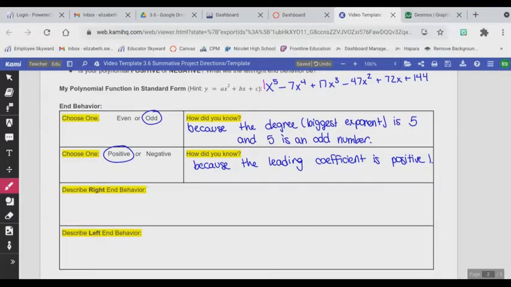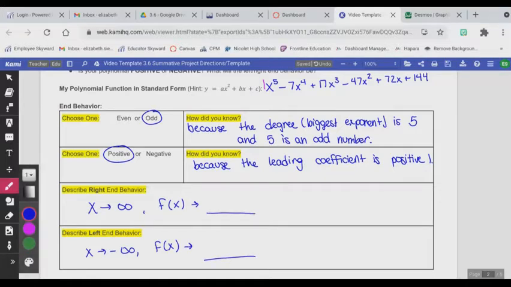Remember, end behavior always started with what I call sentence starters. So describe the right end behavior. It's saying as x goes to positive infinity, what is our function doing? And then describing our left end behavior, that's the left side of the graph. So as x approaches negative infinity, what is our function doing? Remember, our goal is always to finish these, what is happening with the graph.